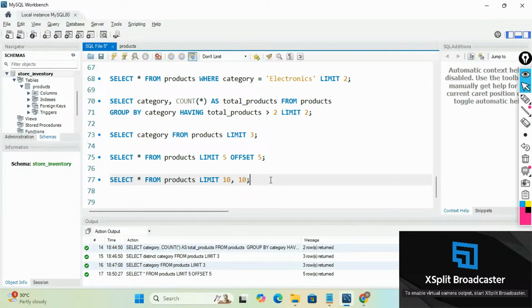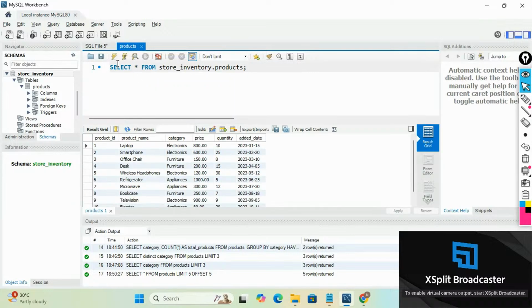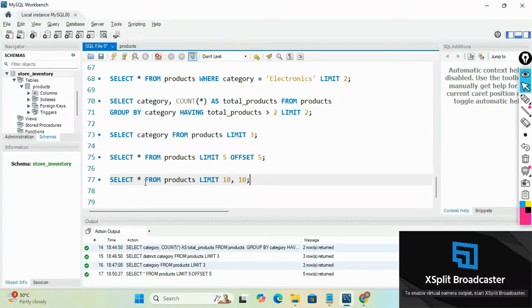What will be the output for this particular query? By considering our data, tell me the output for line number 77. How many records will be given as output? I'll give you some time. Think and tell me the number of records that will be returned.